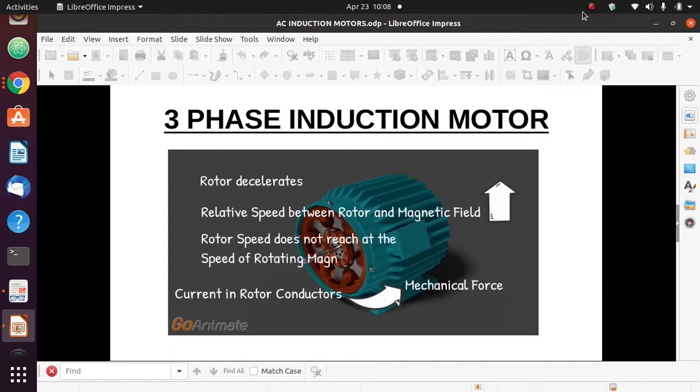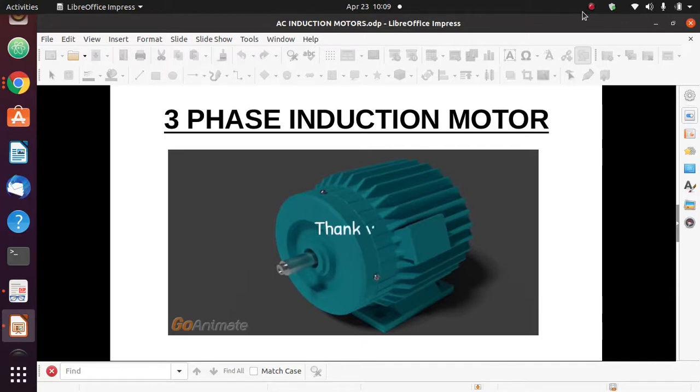Due to this phenomenon, the rotor will never reach the speed of the rotating magnetic field, and also the rotor will not stop rotating as long as the three-phase power is there in the stator. Actually, the rotor rotates with a speed slightly less than the speed of the rotating magnetic field. This is how a three-phase induction motor works.